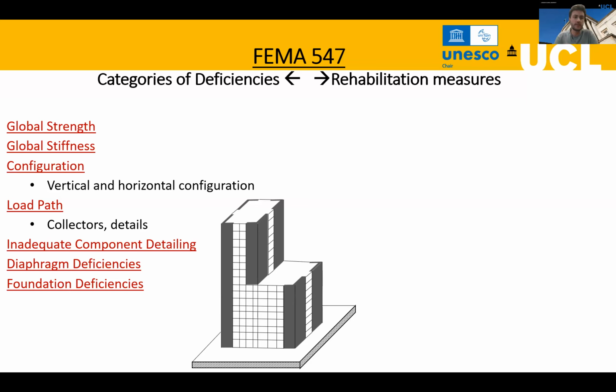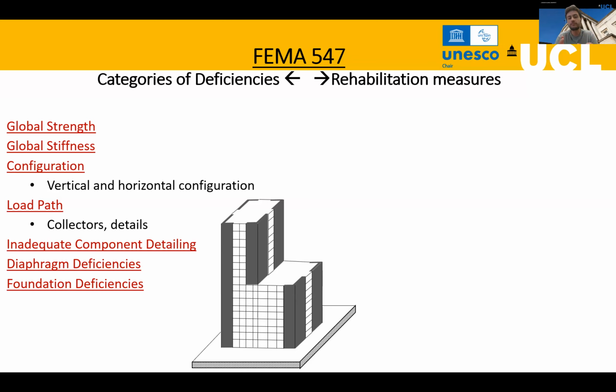In addition to that, there are some additional problems, such as load paths. For example, buildings that have some type of machines or some specific loads located in some stories make the behavior of the structure not as expected. And there are others like inadequate component detailing.